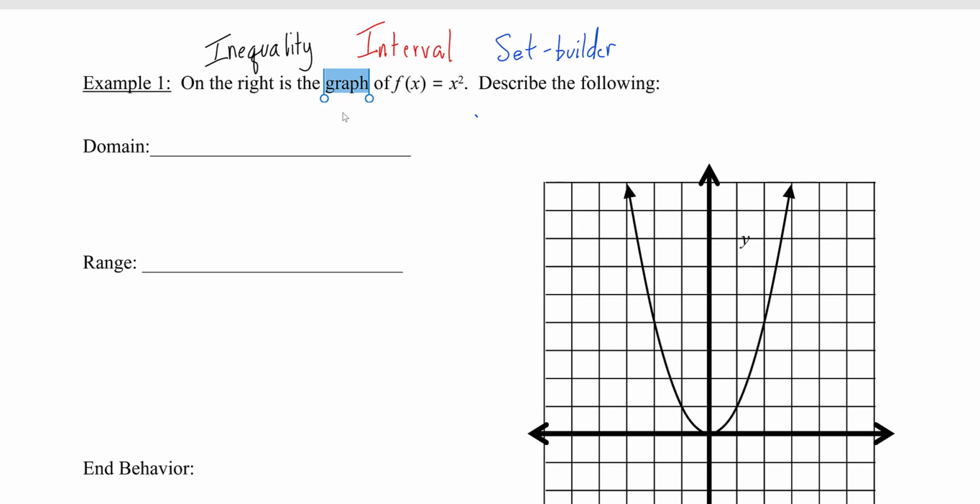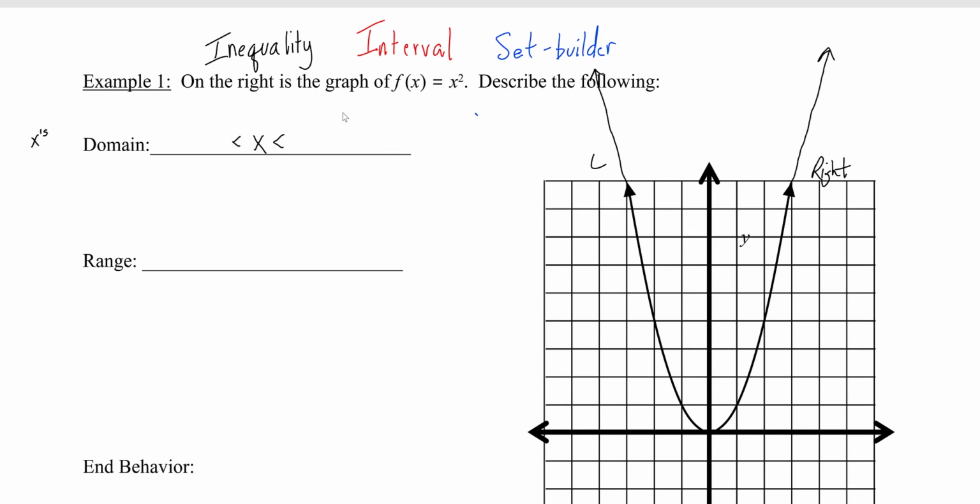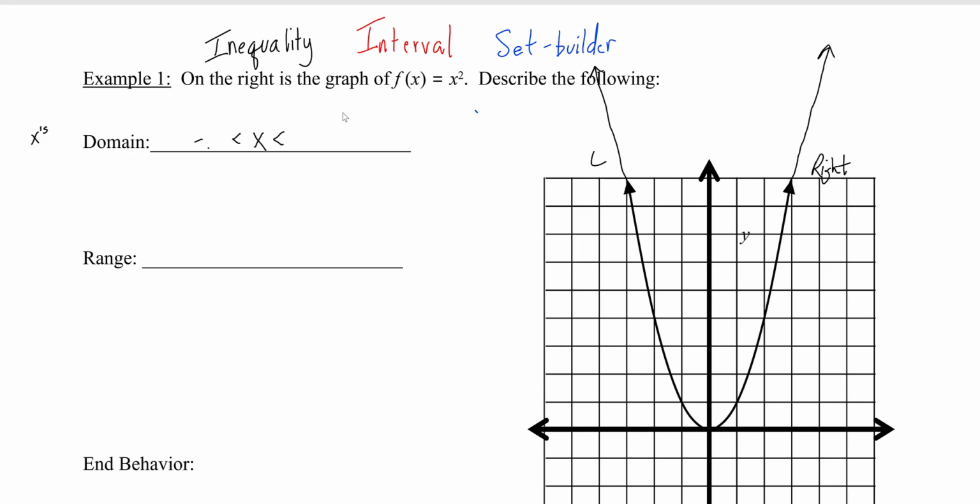All right, domain. Let's start with domain. Domain is your x values. So let's start with inequality notation. Domain uses left and right. So here's the rightmost arrow, but you can see it is continuously going right. And here's the leftmost arrow, and see how it's also going continuously to the left. So it's going left infinitely and right infinitely.